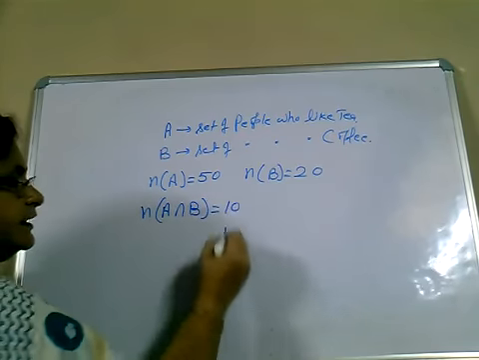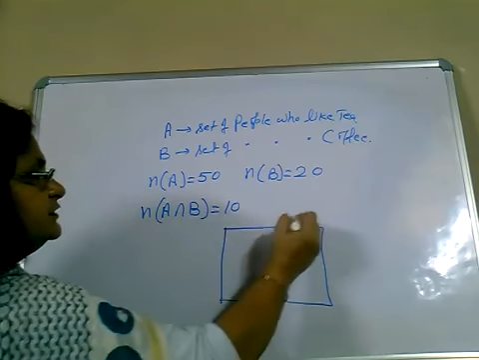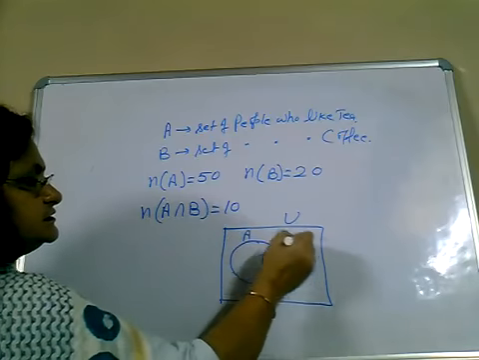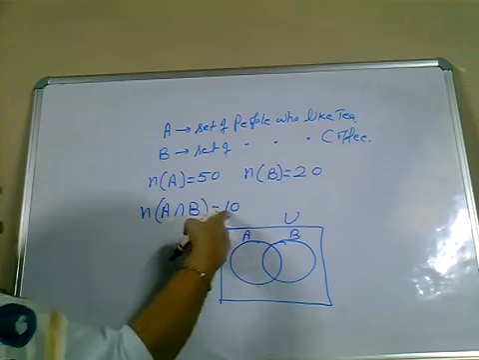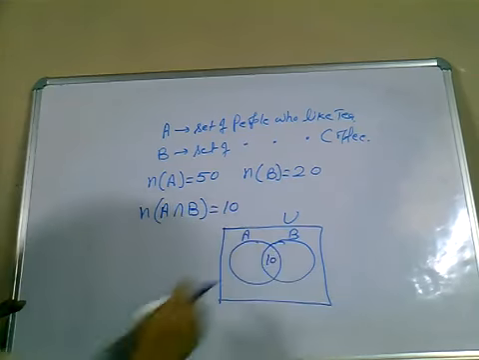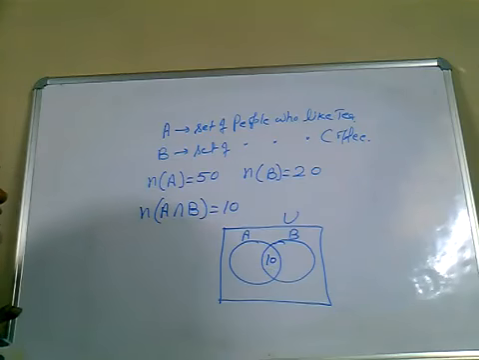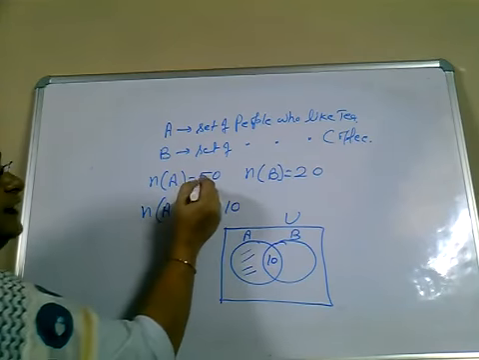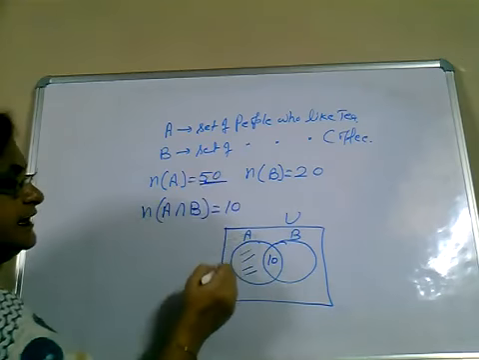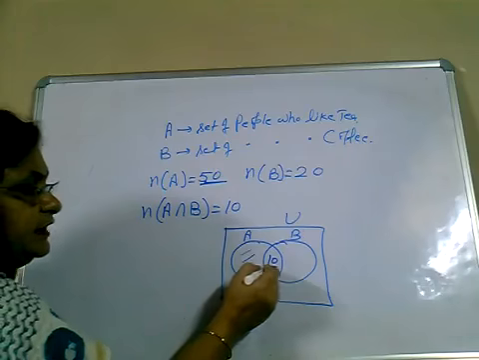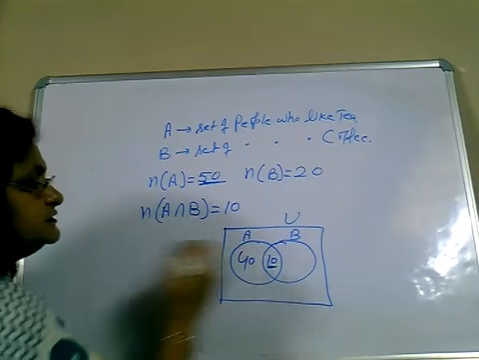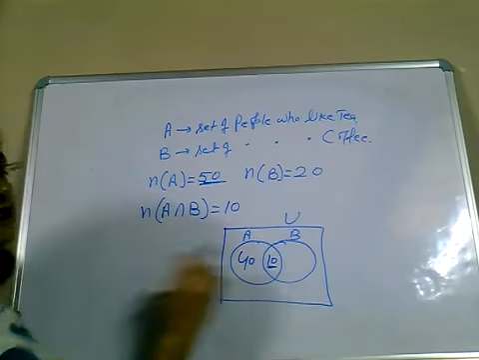So in a Venn diagram we can represent this. This is the universal set. n(A) means number of elements in A. This is set B. A intersection B is 10, it means we have 10 elements in this portion. Now for only A, it means the number of people who like only tea. Number of elements in A, who like tea, are 50, and 10 are those who also like coffee. So only 40 people are left who like only tea.